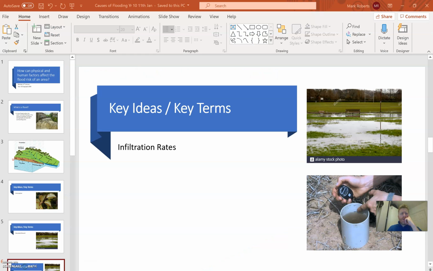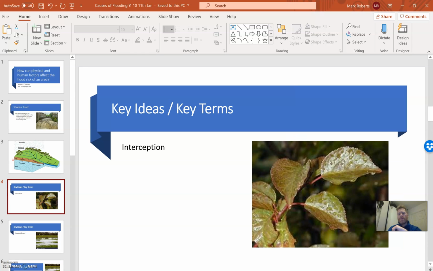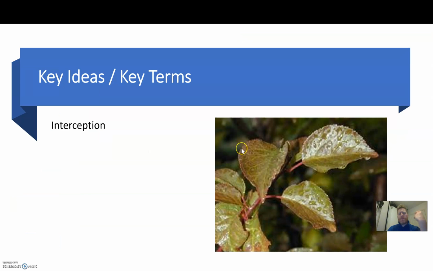Okay, so talking about interception, and hopefully I can just get, here we go, we can get this one up now. So interception is that process where the vegetation stops the rainfall reaching the ground. This image shows it quite well.